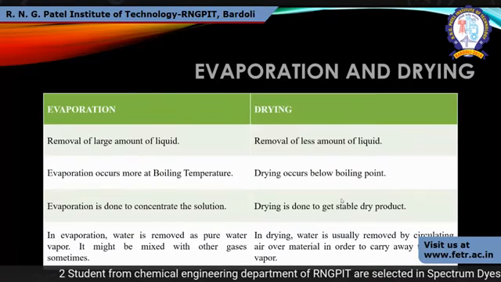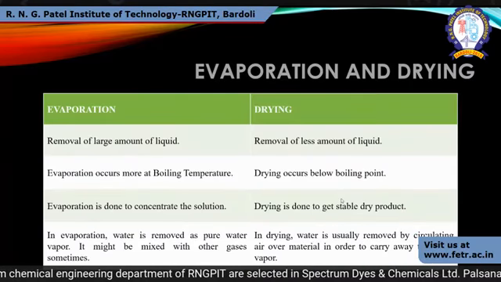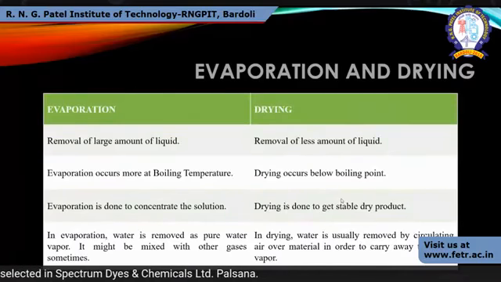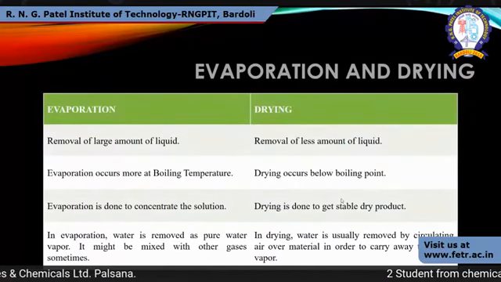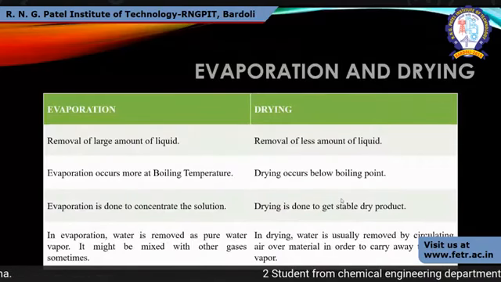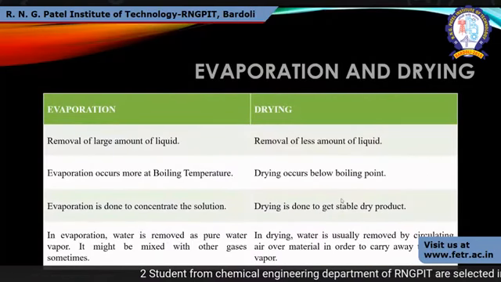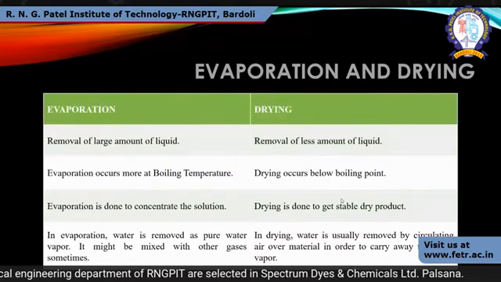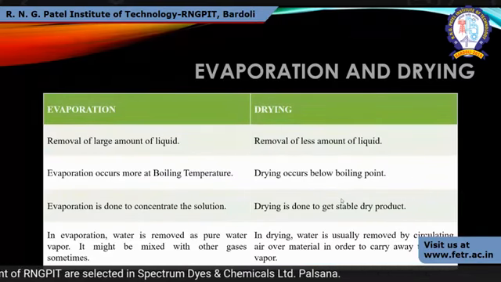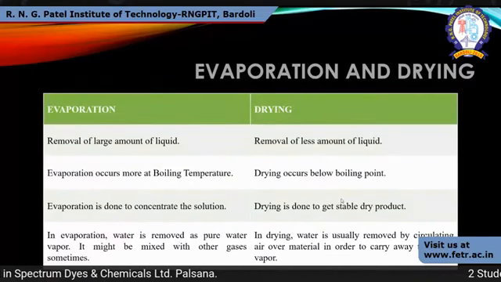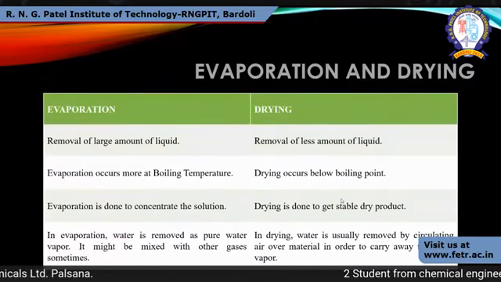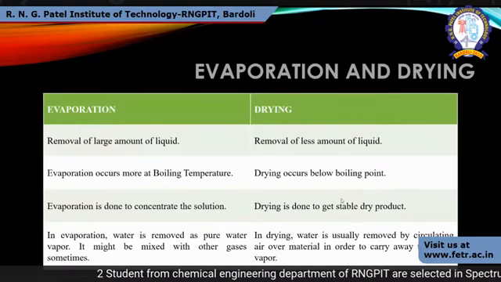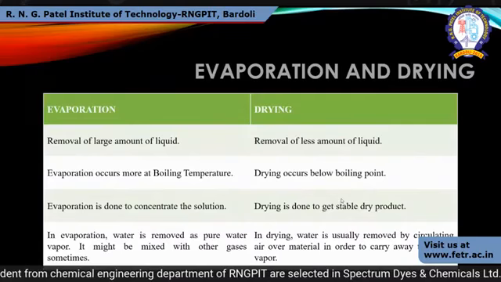If we want to evaporate methanol, we need to reach a temperature of 64 degrees Celsius. So we operate our evaporator at 67 degrees Celsius, or more than 64 degrees Celsius, so we will have complete evaporation of methanol. As compared to that, in drying we need to evaporate water, but we need not reach 100 degrees Celsius in the dryer. We are below the boiling point and drying is done.